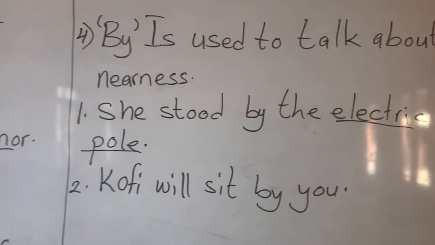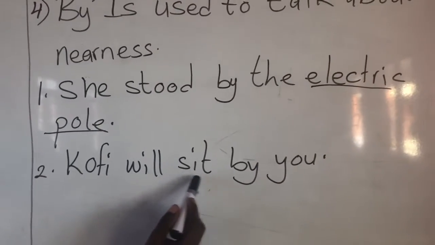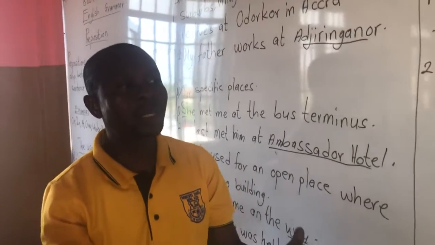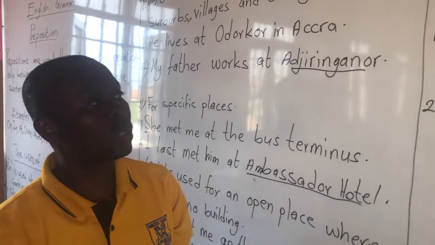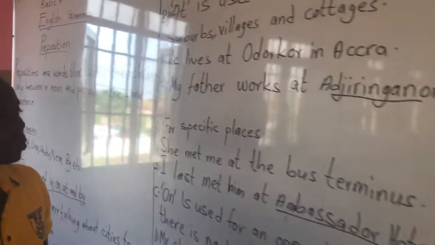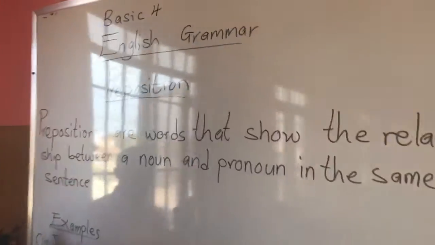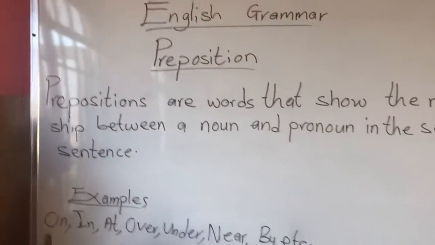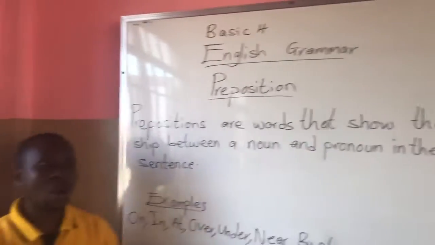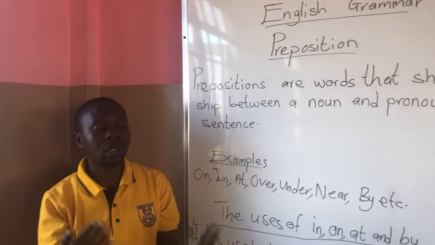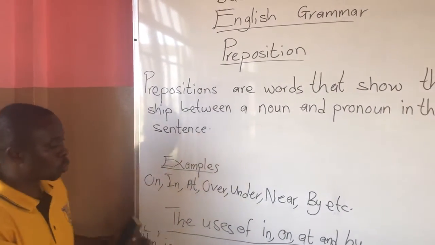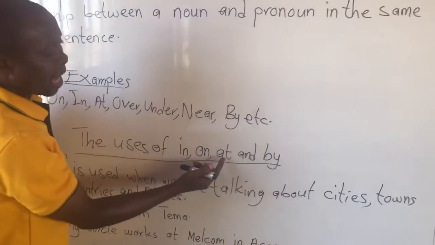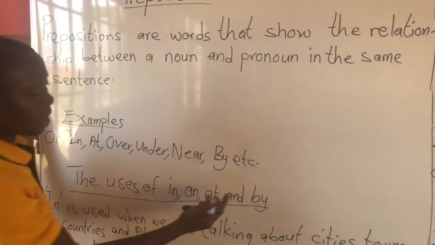Good. And Kofi will sit by you, meaning Kofi is going to sit close to you, or near to you. Good. So now we said prepositions are words that show the relationship between noun and pronoun in the same sentence, and we learned how to use in, on, at, and by.